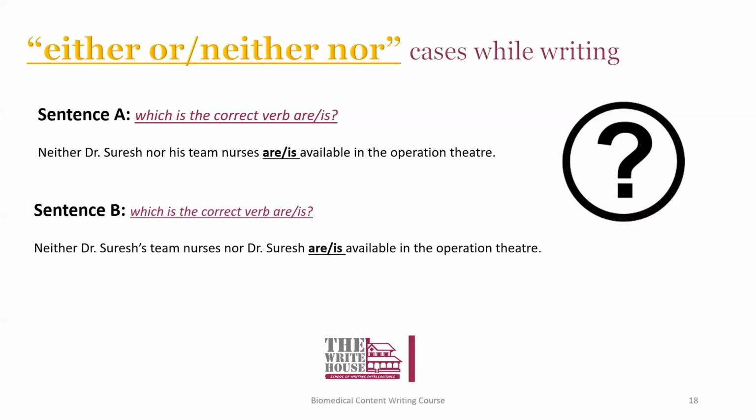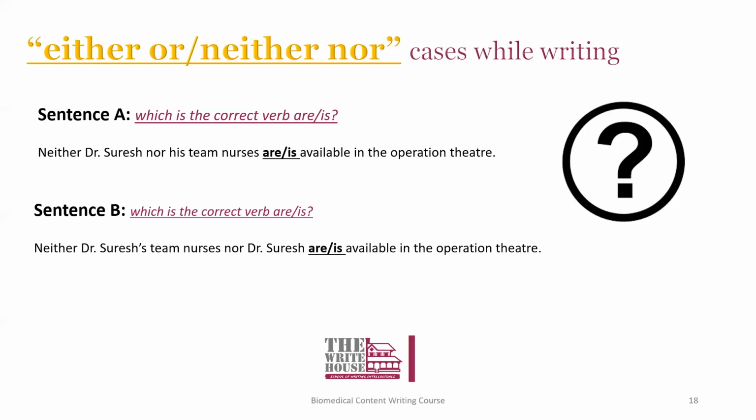So what the rule says here is, if you are using neither and nor, two people are involved, two subjects are involved, the subject which is closer to the verb should follow the verb which is used with that particular subject.